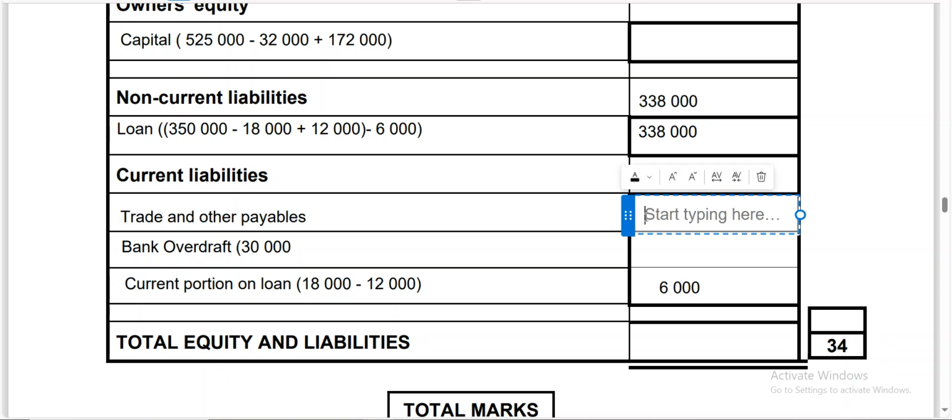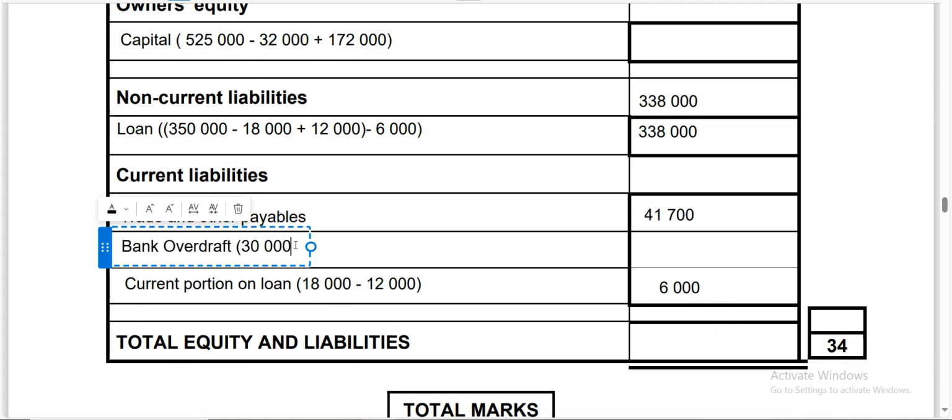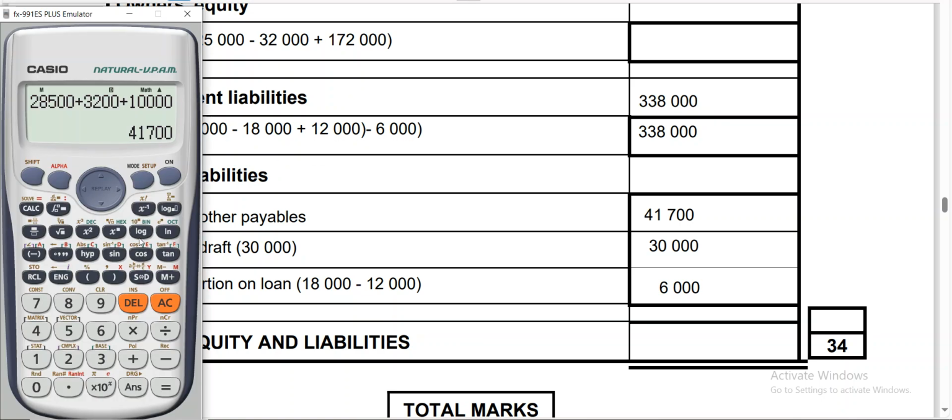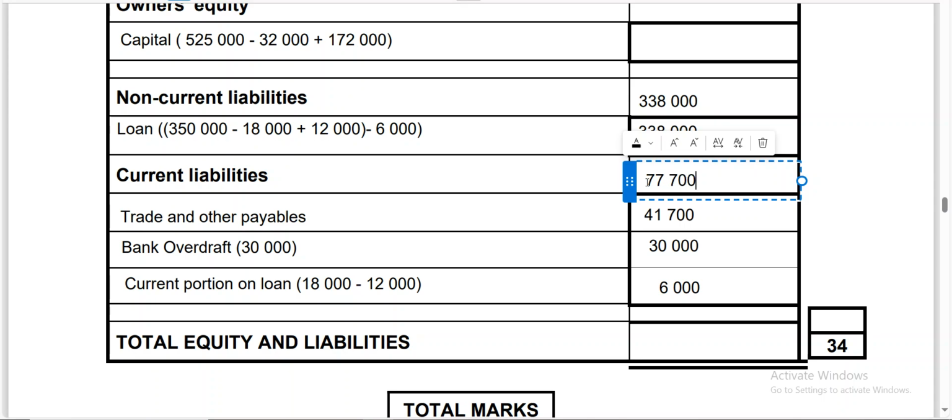trade and other payables. So we have that 41,700 here, and here remember guys, the bank overdraft did not change, so you can just edit here and then you get your 30,000 here. So we are going to add these three: 41,700 plus 30,000, and then also plus 6,000, and see how much we are going to get. We are going to get 77,700. So we're already done with our current liabilities. Remember, we are trying to finish the things that we easily have.